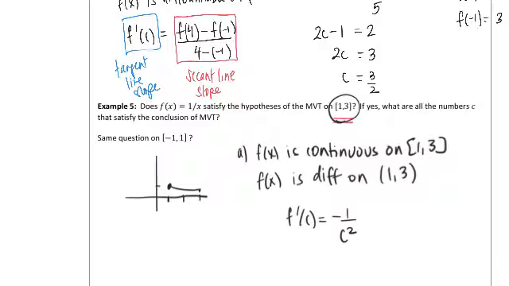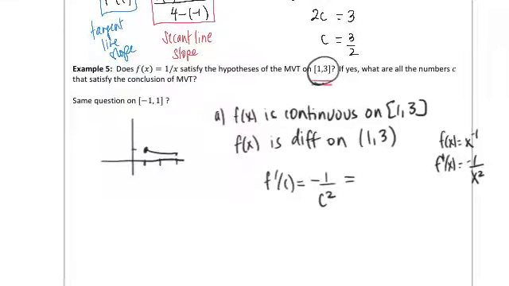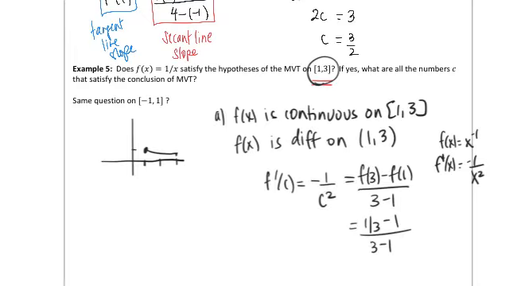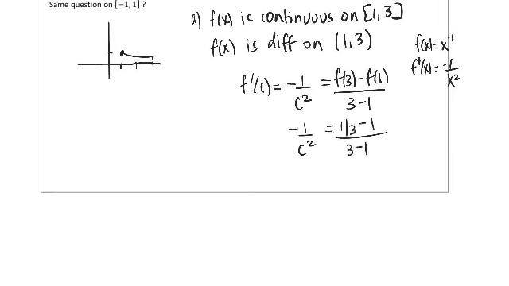That's just taking f of x, which is x to the -1, and differentiating it into -1 over x squared, right? So f prime of c has to be equal to the secant line slope, which is f of 3 minus f of 1 over 3 minus 1. f of 3 is 1/3, f of 1 is 1, over 3 minus 1, is equal to -1 over c squared. So that gives me -1 over c squared is equal to -2/3 over 2.